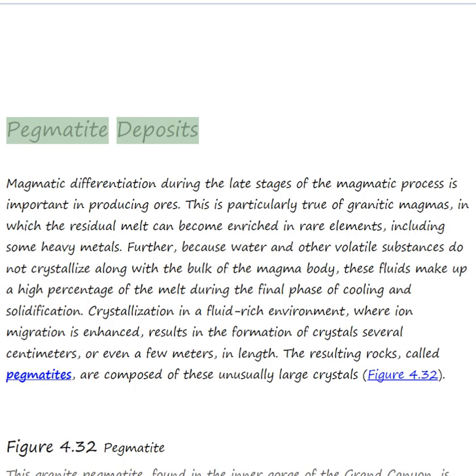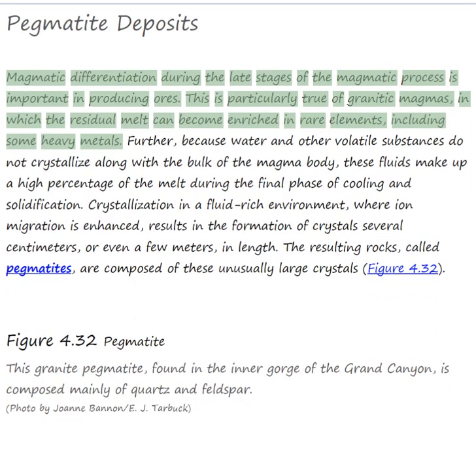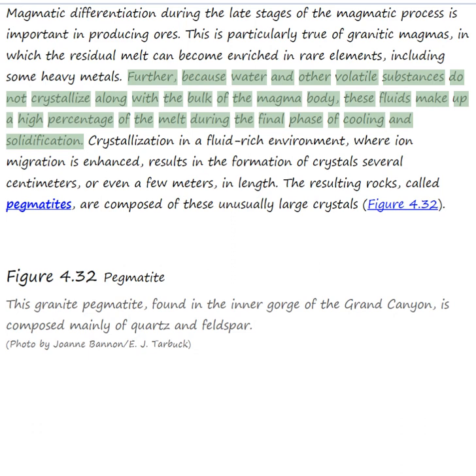Pegmatite deposits. Magmatic differentiation during the late stages of the magmatic process is important in producing ores. This is particularly true of granitic magmas, in which the residual melt can become enriched in rare elements, including some heavy metals. Further, because water and other volatile substances do not crystallize along with the bulk of the magma body, these fluids make up a high percentage of the melt during the final phase of cooling and solidification.